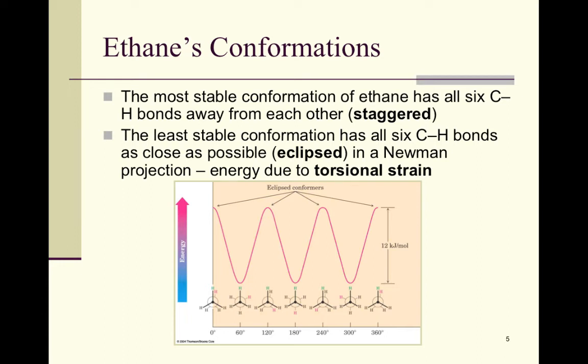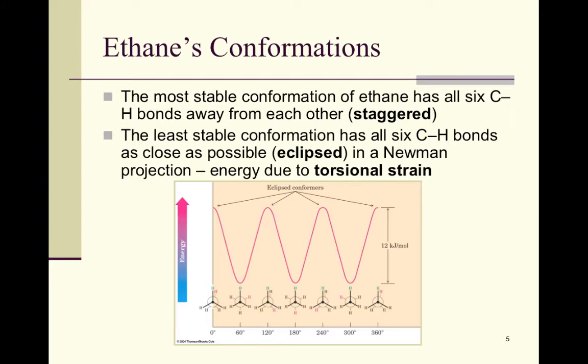Looking at ethane's conformations. The most stable conformation of ethane has all 6 carbon-hydrogen bonds away from each other. This is known as the staggered position. The least stable conformation has all 6 carbon-hydrogen bonds as close as possible. This is the eclipsed. In a Newman projection, we can see that pretty easily.